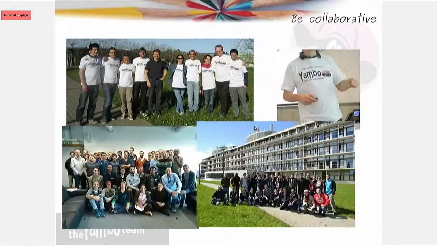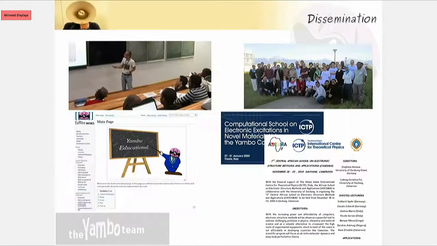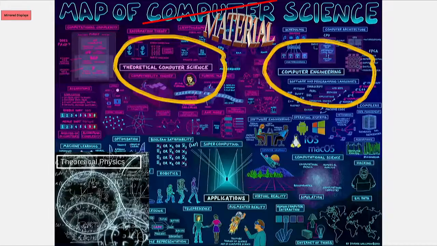So yes, we are many. We had a t-shirt, even if most of them lost it. And so we are many. We had several schools around. And this is the last one. I went to Cameroon last November. Then there is this school. Then this year, again, we will go to Africa, to Rwanda, in summer. But there are many. I mean, 20 years, there are really many. Then we have the educational part. OK.